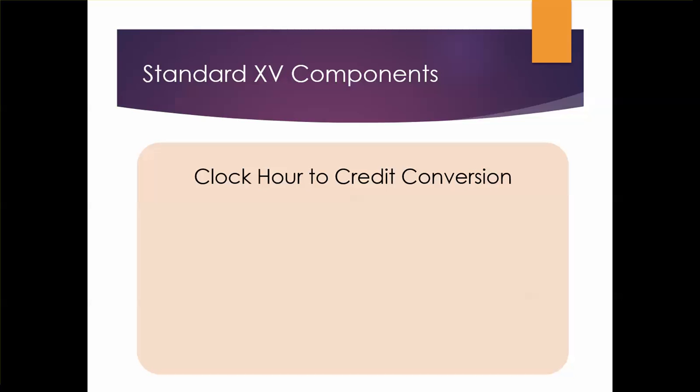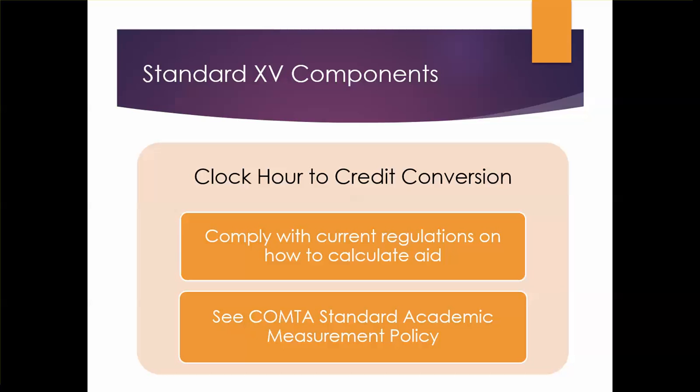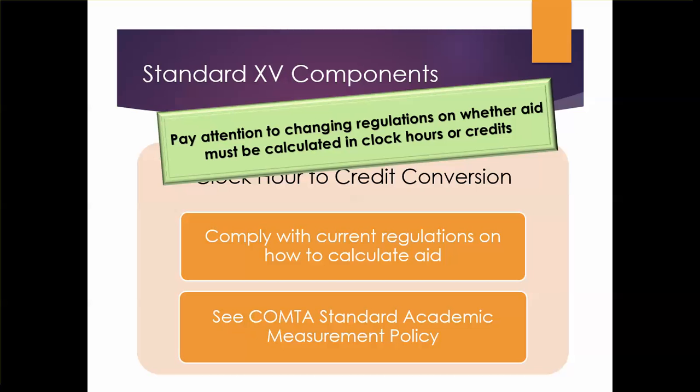Clock hour to credit conversion. The standard states that institutions participating in Title IV must comply with Title IV regulations regarding the calculation of aid. Institutions may use the COMTA clock hour to credit conversion for academic purposes, but please make sure that you're paying attention to any changing regulations on whether aid is calculated in clock hours or via credits. You can contact your Title IV regional office for the latest on this.